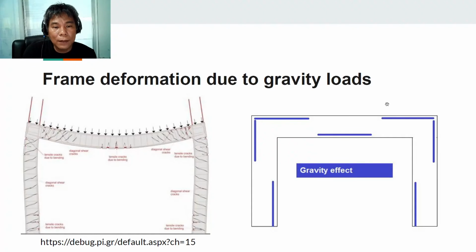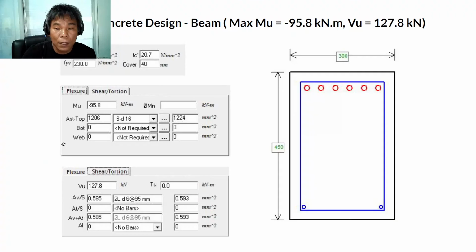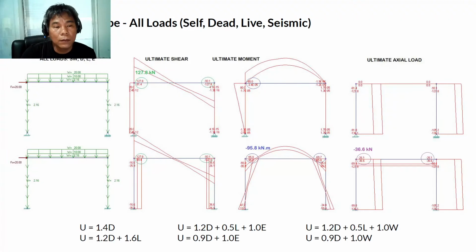Aside from that, the effect is that this one, as you can see, going back, here we have a negative moment, positive, negative. So the tension is here at the top, here at the bottom the tension, top tension. This one is negative, so the tension is here.